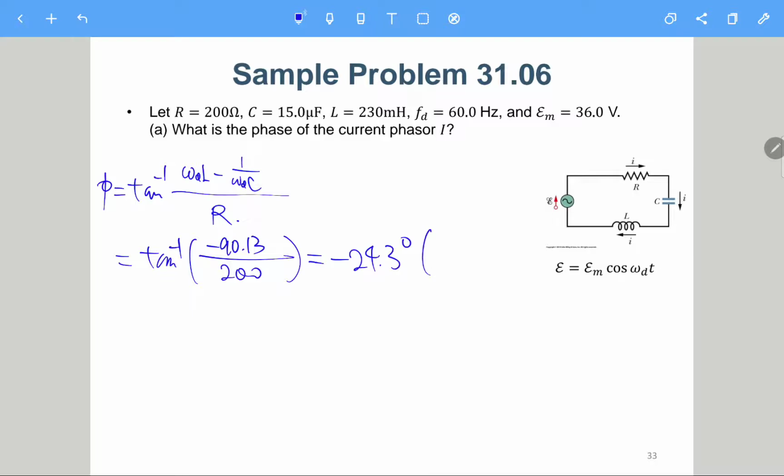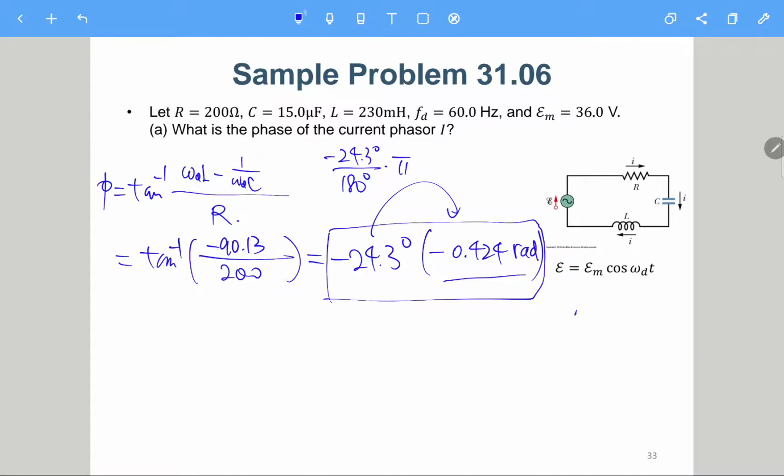Or you can write it in radians. It is minus 0.424 radian. You can just change it by minus 24.3 degrees over 180 degrees times pi, and then it becomes radians. So this is the phase.